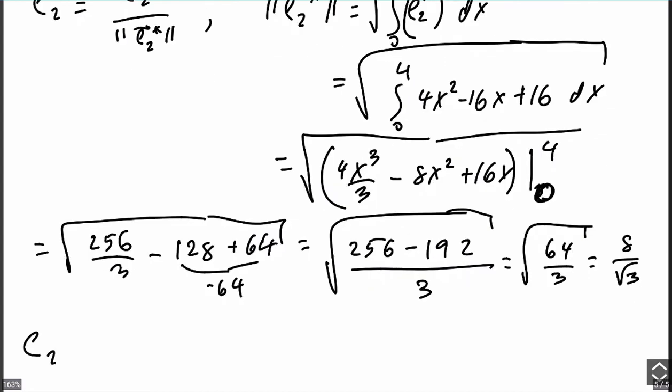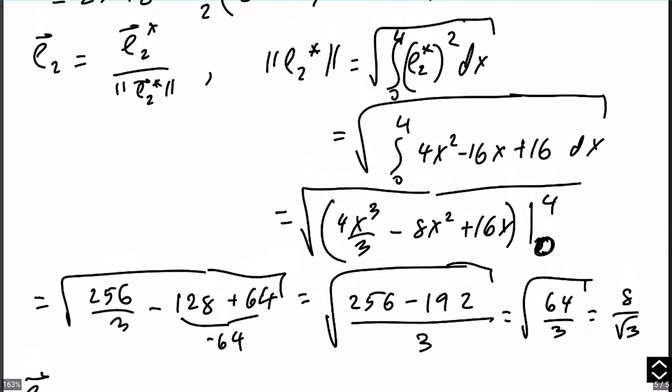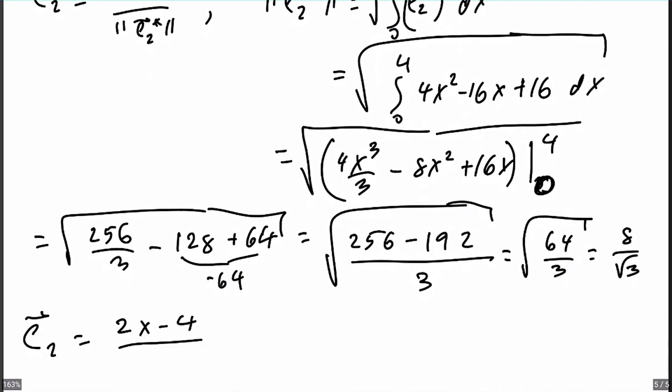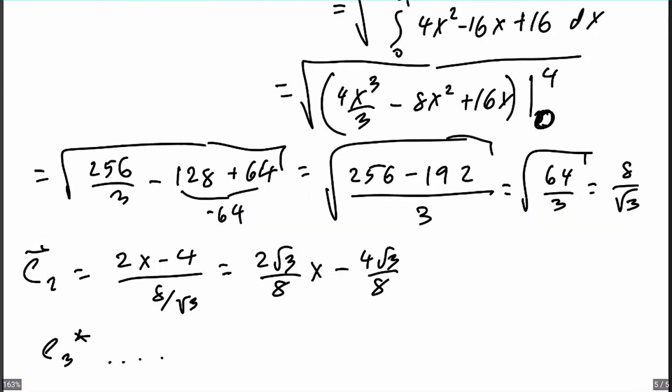So that means that E2 is E2 star, which was 2x minus 4, divided by 8 over the square root of 3, which is 2 square root of 3 over 8 times x, and we could simplify by 2, minus 4 square root of 3 over 8. Again, we could simplify by 4. And then E3, it's even more calculation, but there are no tricks about this.